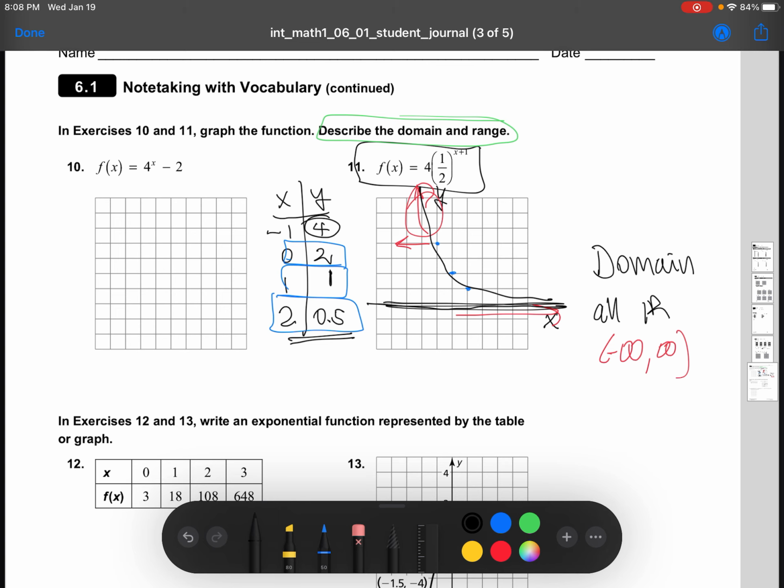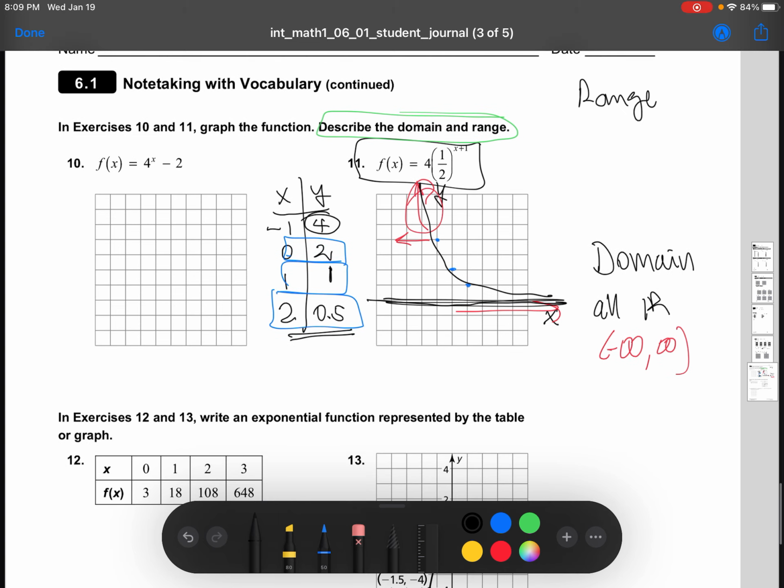So it means that the lowest value for the range is 0. But as you can notice, this thing will keep going up. So it goes to infinity. That's the range. And that's it.